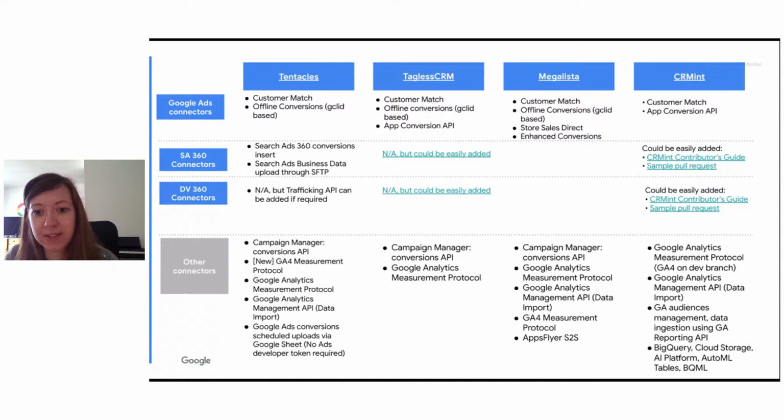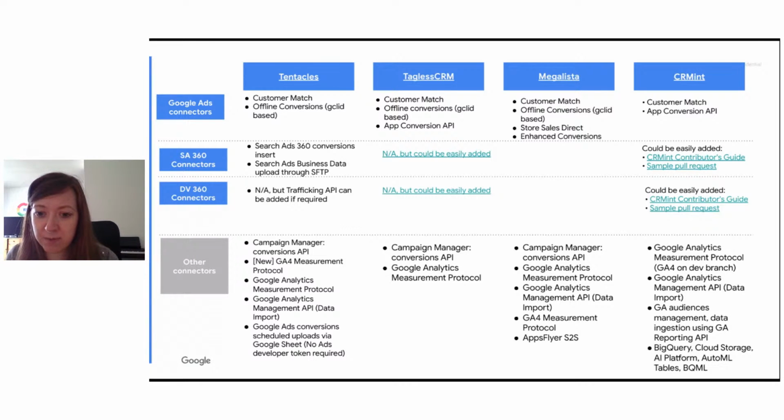Second, let's look at Tagless CRM. Tagless CRM is an end-to-end data pipeline package that brings data to Google Ads for customer match, offline conversions, gclid based, and app conversion API. It can also be extended to connect with Campaign Manager Conversion API and Google Analytics Measurement Protocol.